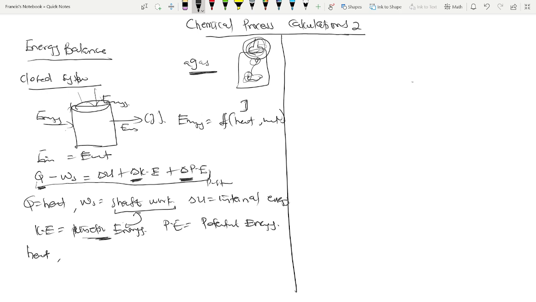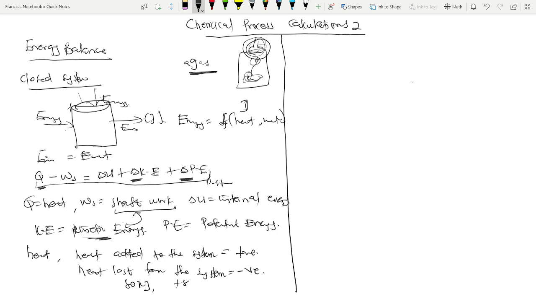So when heat is being added to the system, it's positive, right? And then when you have heat lost from the system, that is negative. So when a person says that 80 kilojoules of heat was added to the system, that means our 80 kilojoules is positive. When we say 80 kilojoules of heat was lost from the system to the surroundings, then it becomes negative. I hope you understand that.